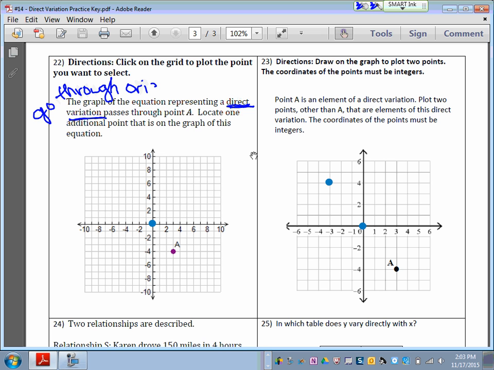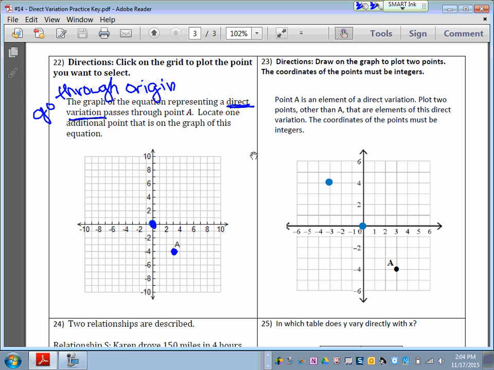122 already. And then it has a slope. It says locate one additional point that is on the graph. Well, this is the point that they gave us. If it has to go through the origin, let's use the origin as my other point. For direct variations, it must always go through your origin. If this was not there, then it would be indirect variation. They would give you an equation or at least one point. Alright, questions on 22?